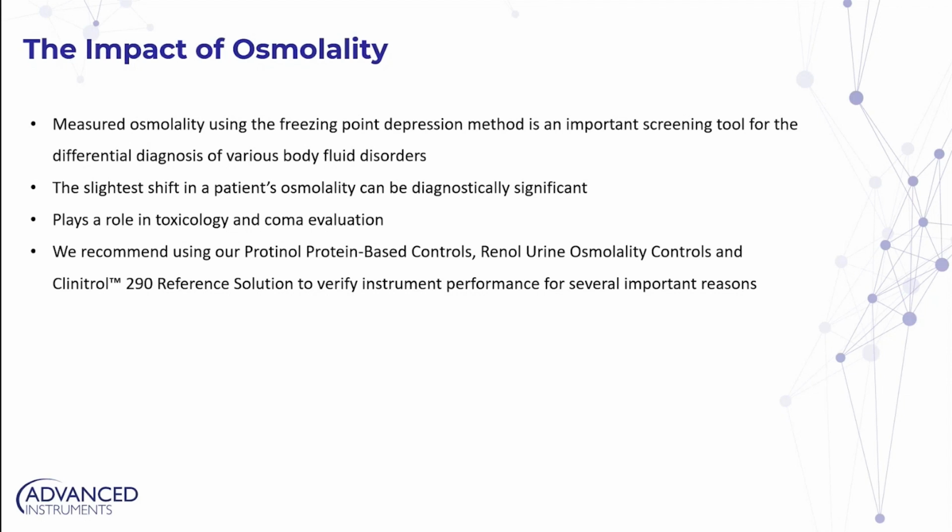High serum osmolality can result from hypernatremia, dehydration, hyperglycemia, mannitol therapy, azotemia, ingestion of ethanol, methanol, and ethylene glycol. Osmolality has a role in toxicology as well as coma evaluation. Elevated serum osmolality with normal sodium suggests possible hyperglycemia, uremia, or alcoholism, whereas low serum osmolality may be secondary to overhydration, hyponatremia, and syndrome of inappropriate antidiuretic hormone secretion.